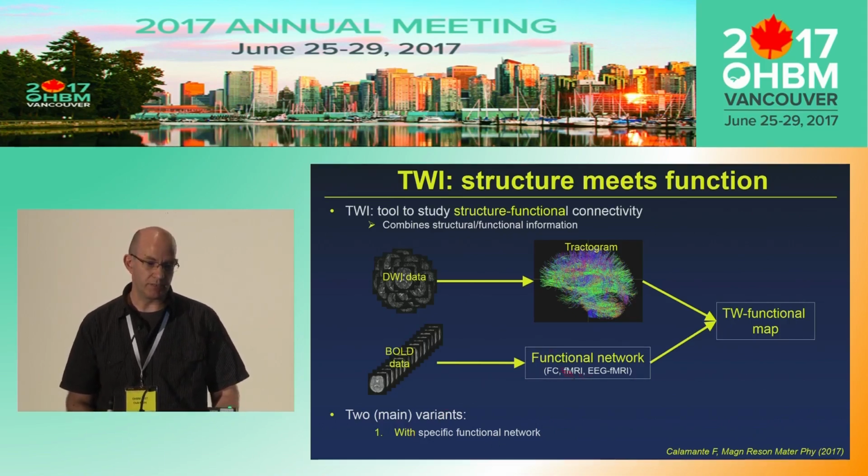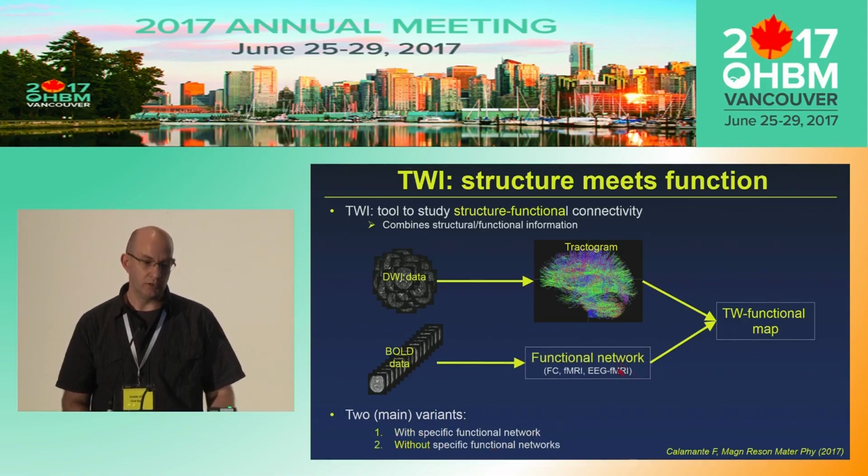One is where you have a specific network, and that's the one I just described, and I'll show some examples in the next few slides. And the other one is where you don't have a network. We get rid of this intermediate step here, and we go from the whole BOLD data, combine the whole BOLD data with the whole diffusion MRI data into the track-weighted data.